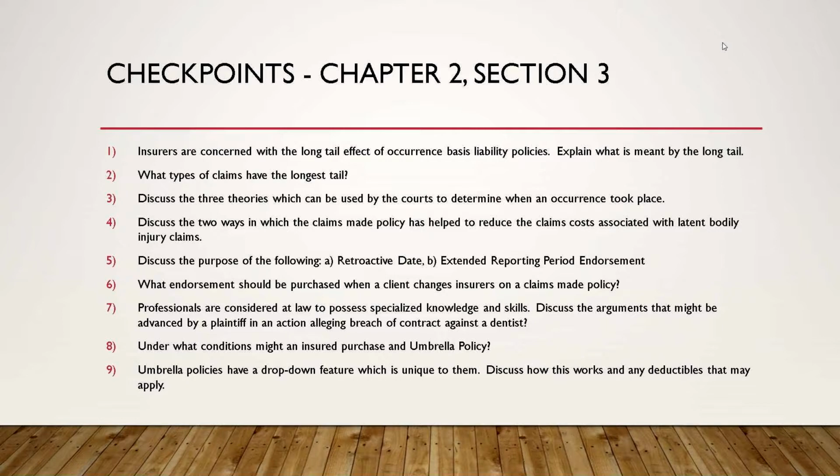So we're under miscellaneous property policy forms now. The CGL policy claims made form is really the one we're talking about. Insurers are concerned with the long tail effect of occurrence basis liability policies. What is meant by the long tail?